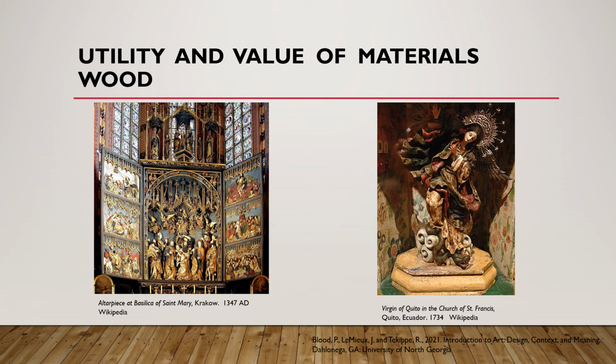So here we see a couple of wooden altarpieces or wooden statues that were done, and then they're polychromed or painted in multiple colors. These are very intricate. They are very detailed, and they really are worth as much as some of the marble sculptures.